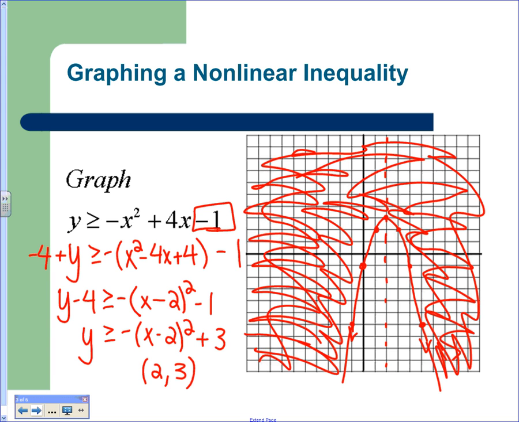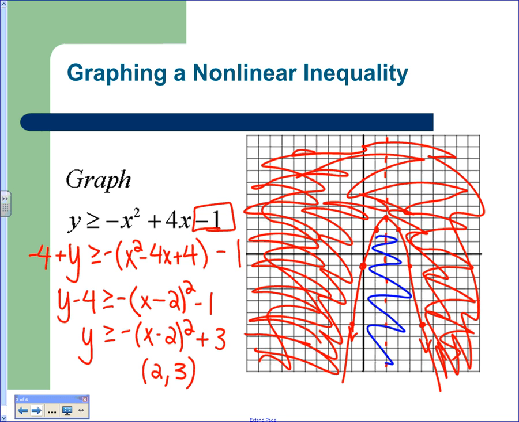But what if it's less than? If it said less than this parabola, it would be all of the stuff inside of it. Then it would be a dotted line.